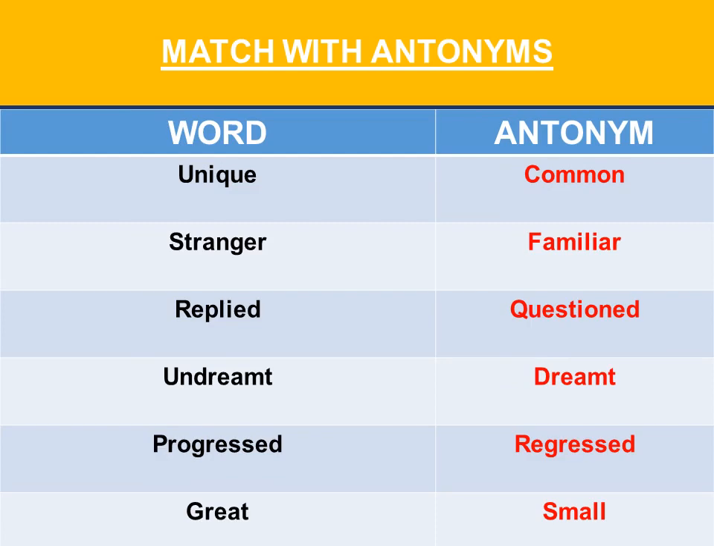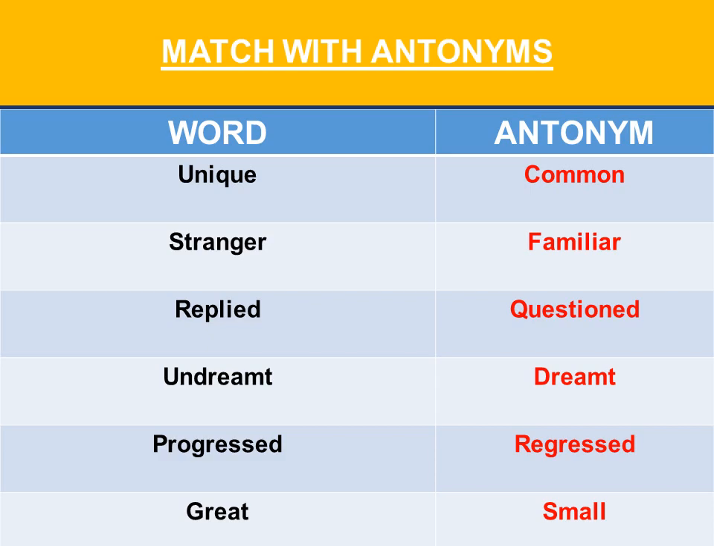Let us match the words with their antonyms now. First word is unique. Unique means having no match. So its opposite is common. Second word is stranger. Stranger means a person not known to us. So its opposite should be familiar. Familiar means things or people known to us.